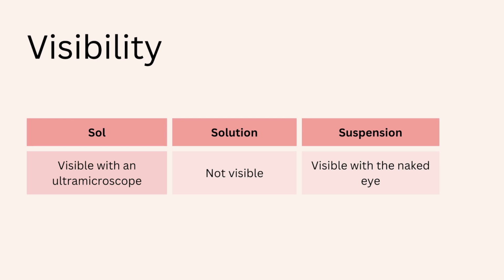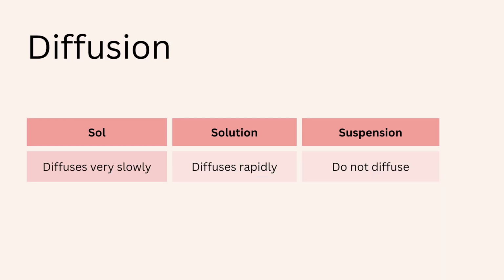You don't even need any instrument to do that. That is the visibility level in suspension. Now the next thing is diffusion. Sol diffuses very slowly, whereas solution diffuses rapidly, and suspension does not diffuse at all.